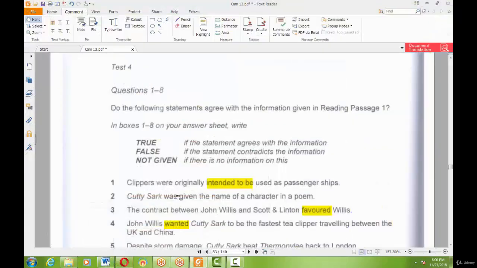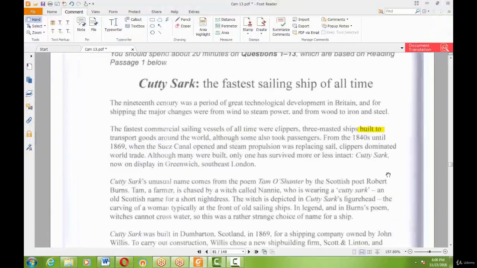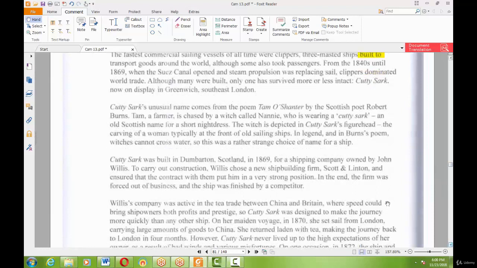Now, the next one is, we're skipping number 2. We're talking about the contract. And I'm looking for language about favored or not favored or empty. Here it is, Scott Linton. Okay, here's the language right here. Put him in a very strong position. That means favored.